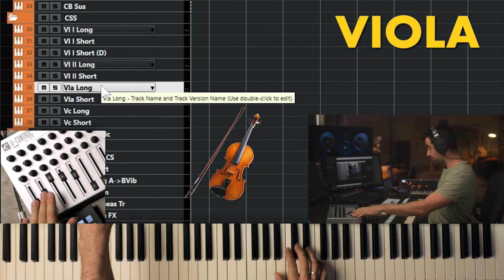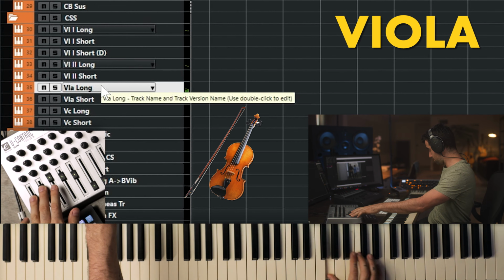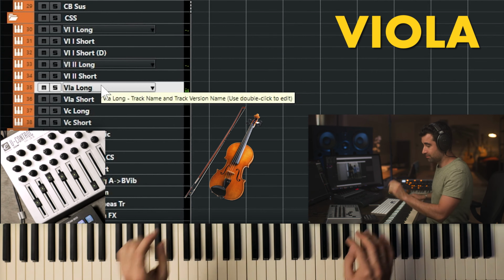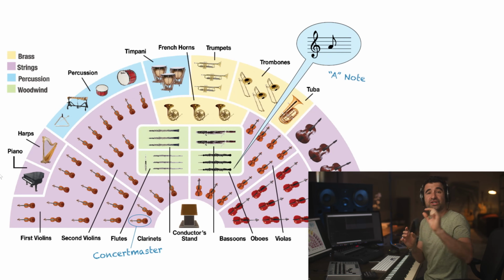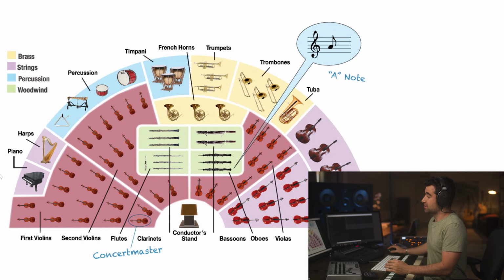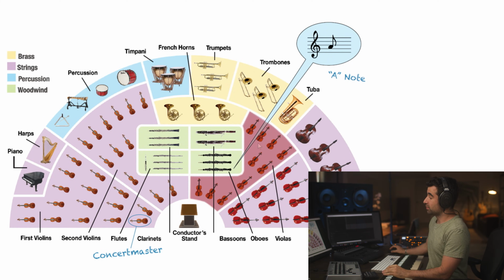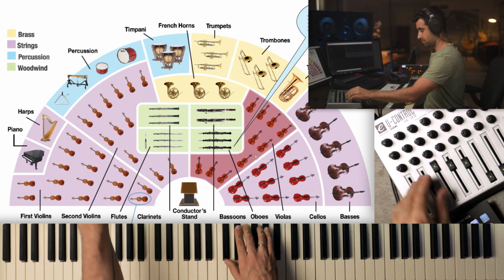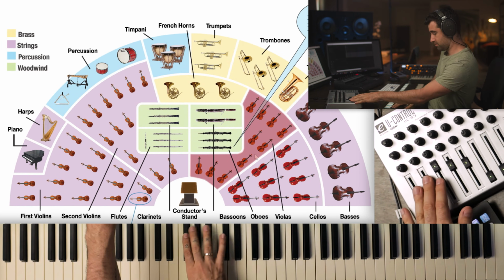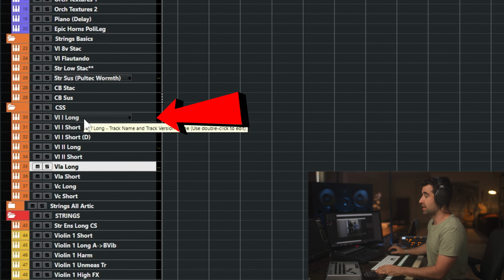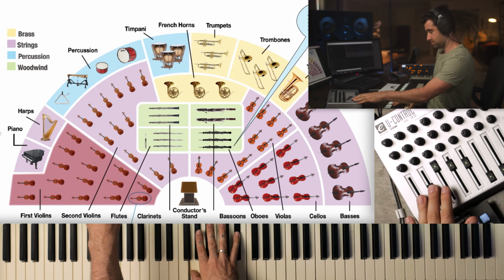Right? They can go higher. And the way to differentiate the violas and the violins is, again, it's going to be a slightly smaller sound because it's a smaller section. Also, it's going to sound a little bit more towards the right side, as you can see, as opposed to the violins.